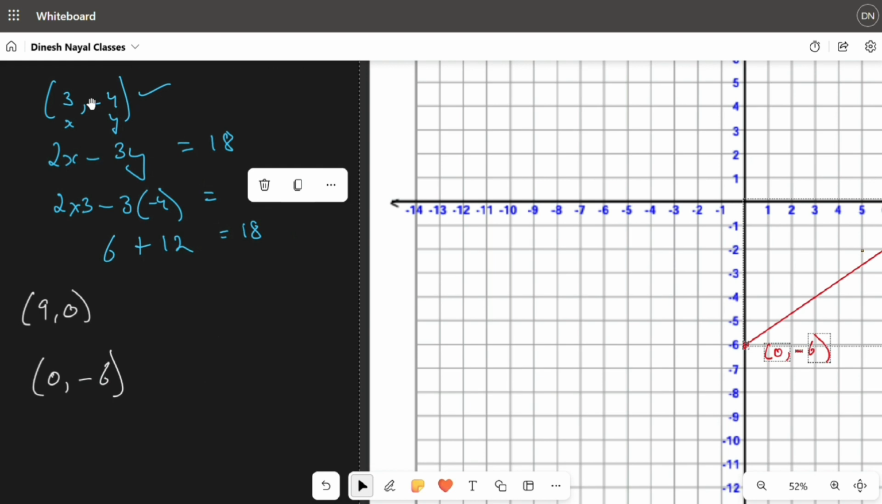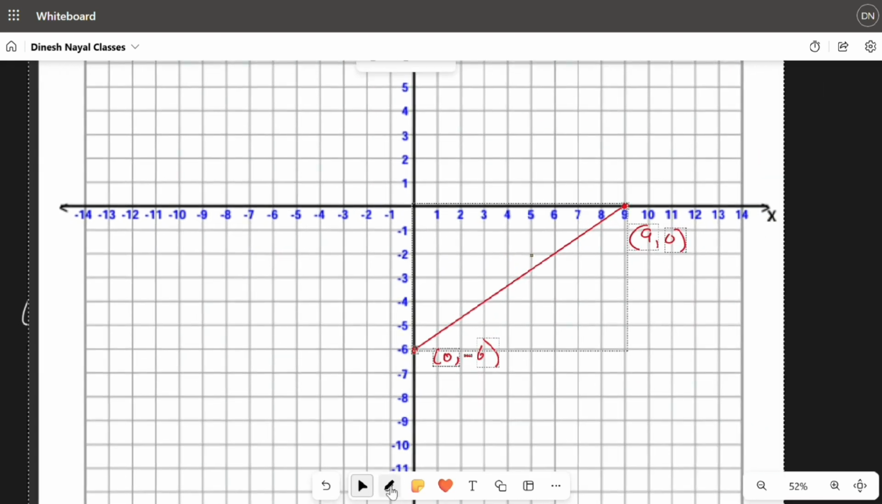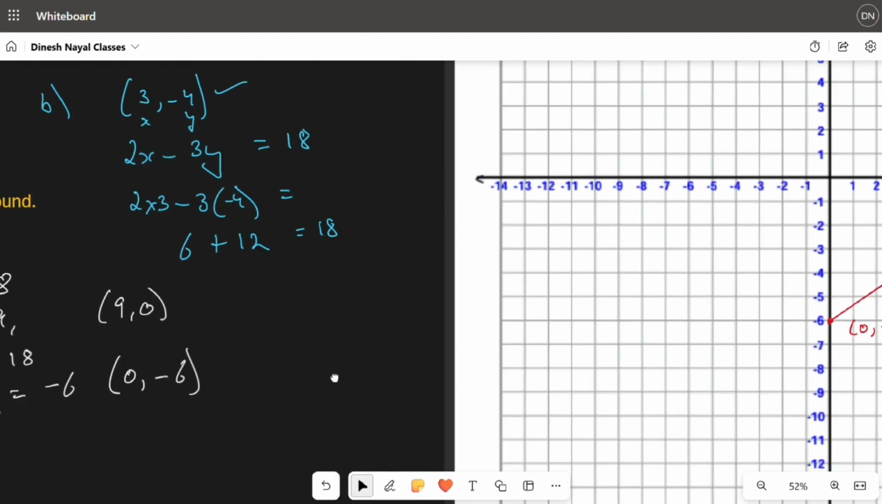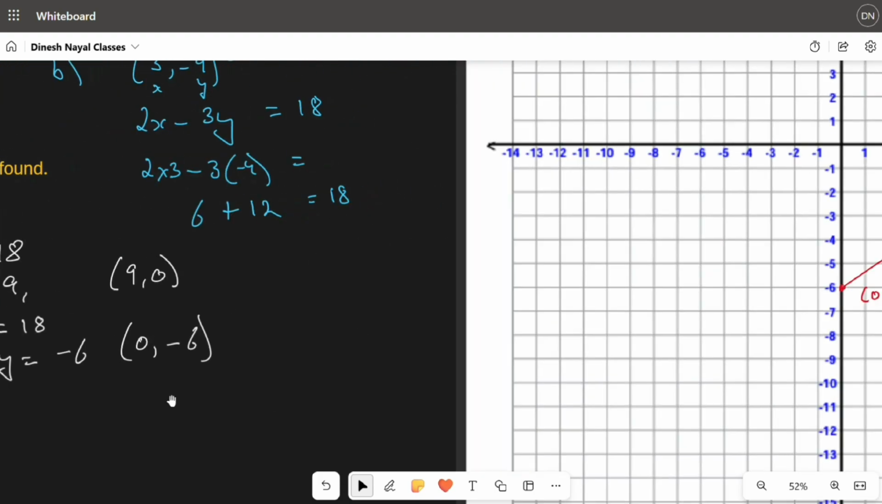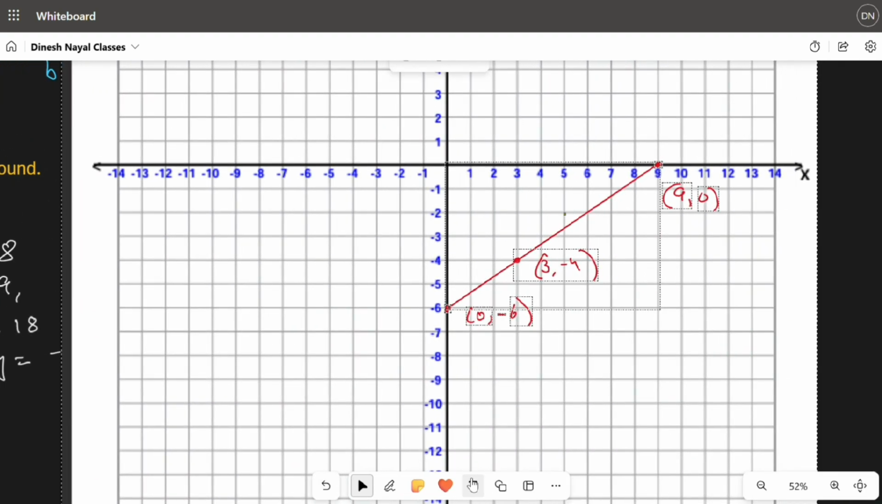See, 3 comma minus 4. So let's see. Now 3 comma minus 4. As you can see, 3 comma minus 4 is this point and it is lying on the graph. That means we are correct. And also the point that was not lying is 7 comma minus 2. If we look at 7 comma minus 2, that point is over here. This 7 and this is minus 2. See, this is 7 comma minus 2, which is not lying in this graph. That means we are correct.